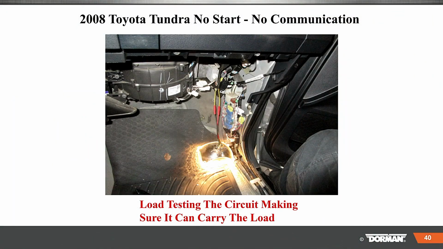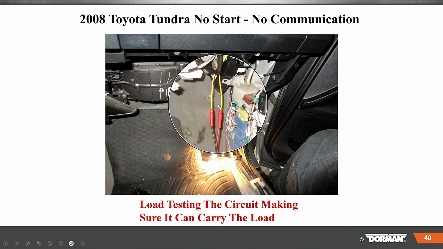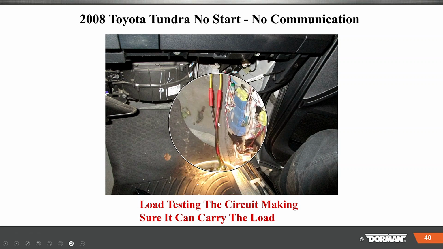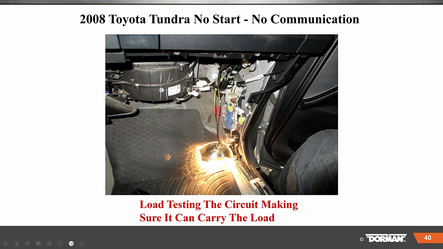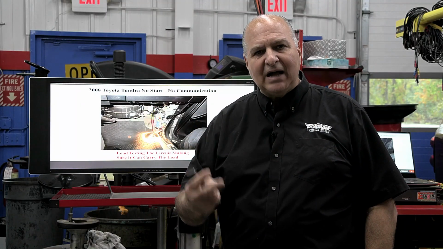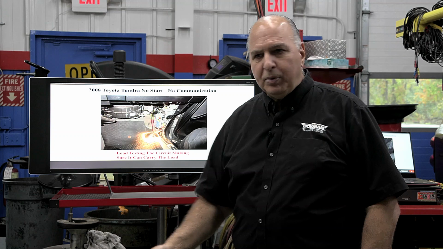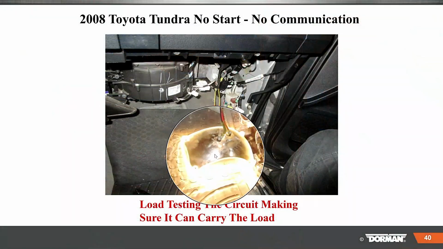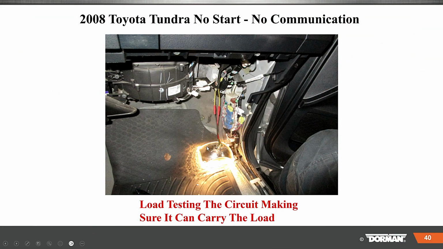So here, we wanted to load test the circuit. How many guys do this? Forget about taking your meter and saying, do I have good power and ground there? I got 12 volts. 12 volts is not a load. We put a headlight, 5, 6 amps. If it can light it up, that circuit is good. Does that make sense? Okay.